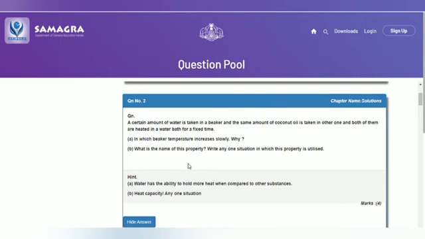What is the name of the property? Heat capacity. Write any one situation in which this property is utilized.